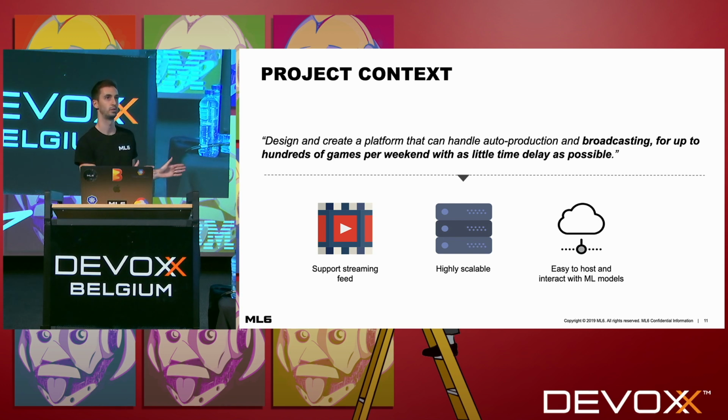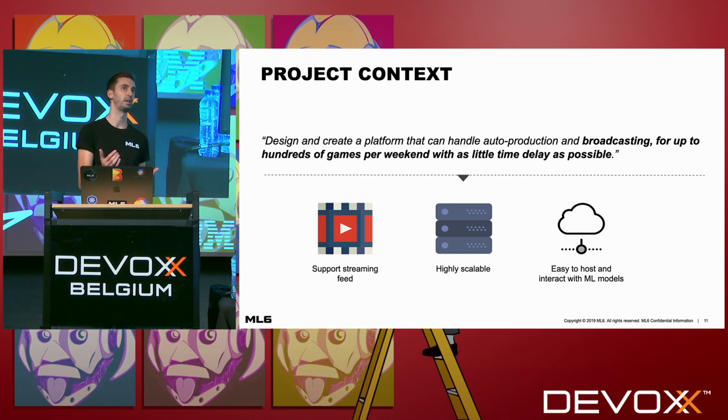So the first part was on the auto prediction part. The second part of the project context is more about infrastructure. In the sentence it says broadcasting for up to hundreds of games with as little time delay as possible. So just imagine Saturday afternoon, 3 p.m., a lot of leagues, a lot of games are starting, so your infrastructure needs to scale up to hundreds of games within 50 minutes, basically, and with as little time delay as possible.